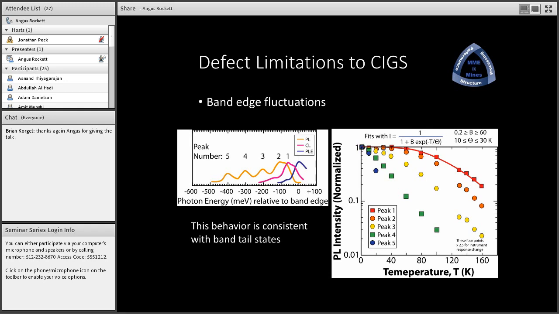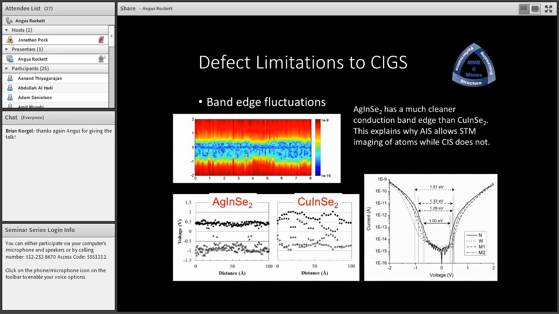We can also observe defects through a variety of optical techniques, for example, photoluminescence. If you look at the photoluminescence intensity as a function of temperature, at least in some cases, we've observed a quenching behavior that's consistent with a band tail behavior, similar to what's observed in amorphous silicon. But you can observe band tails a lot more easily with scanning tunneling microscopy, and I show some results here for what's called spectroscopic scanning tunneling microscopy.